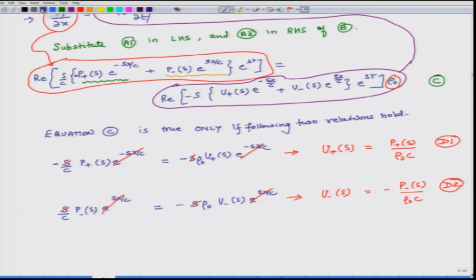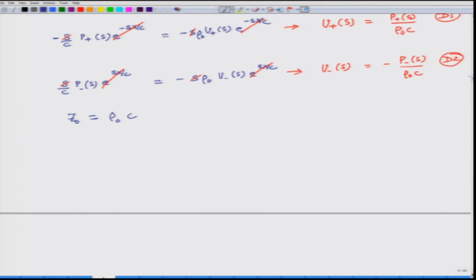Now, what we do at this stage is we say that let Z naught be some constant, and we define it such that it is rho naught times C. So, if we look at equations D1 and D2, from D1 and D2 what we get is that u plus of S equals P plus of S by Z naught, and u minus of S equals P negative of S divided by Z naught, and there is a negative sign here. Okay. So, this is equation E.